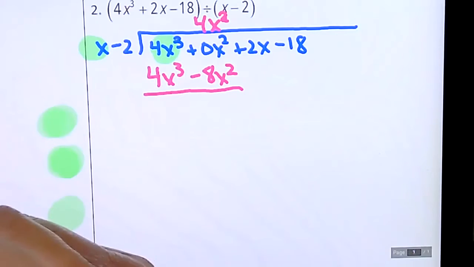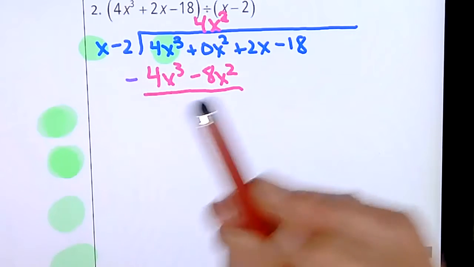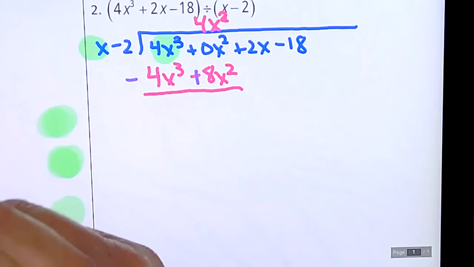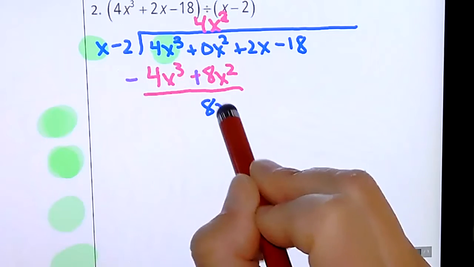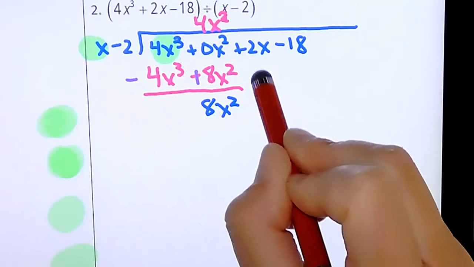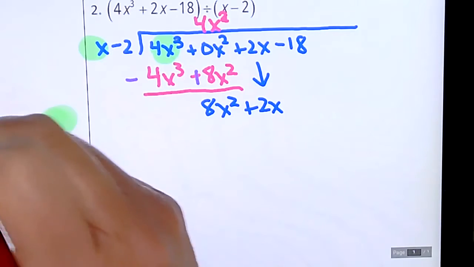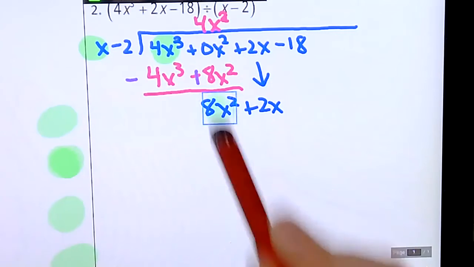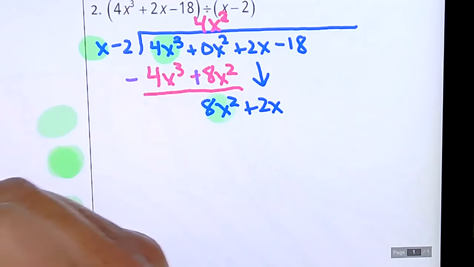And then I'm going to change my signs. I'm going to use purple this time. Because I'm minusing, this becomes negative, this becomes positive. And now when I do that math, this cancels out. Here I get an 8x squared. Bring down my 2x, so plus 2x. So again, I'm going to be focusing on my x and my 8x squared.